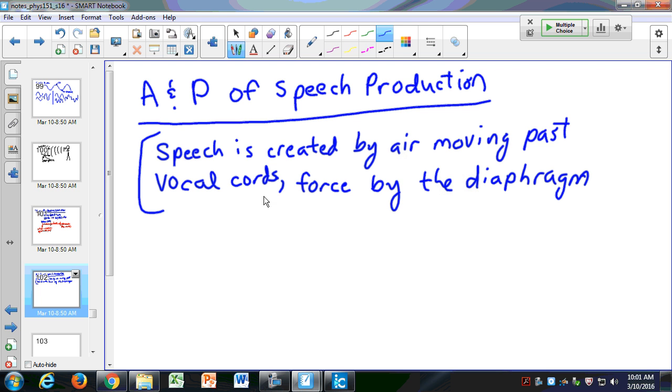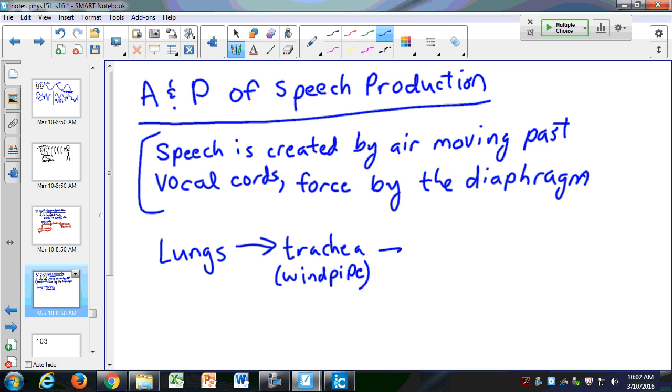Air moves from the lungs. So the air goes from the lungs, it'll go through the trachea. It's called the windpipe. And then to the larynx. And inside the larynx, we have the vocal cords. I'll show you a picture of the larynx. And there's a picture in your book. And you guys probably covered this in anatomy, right? Speech production a little bit.